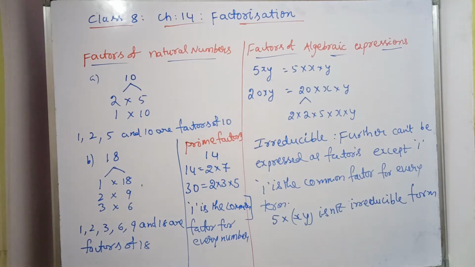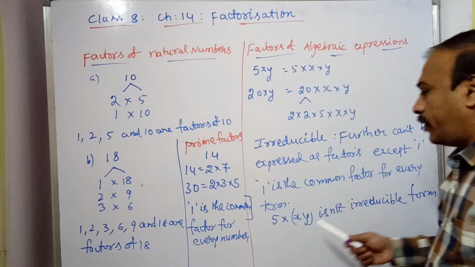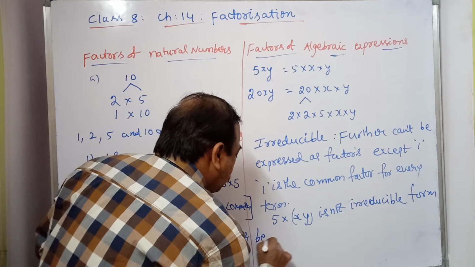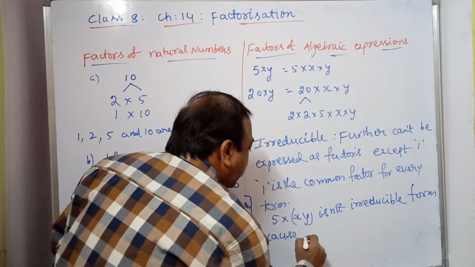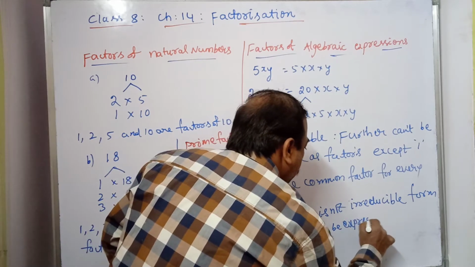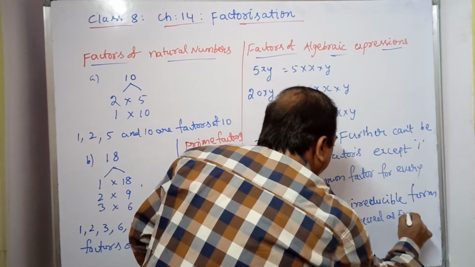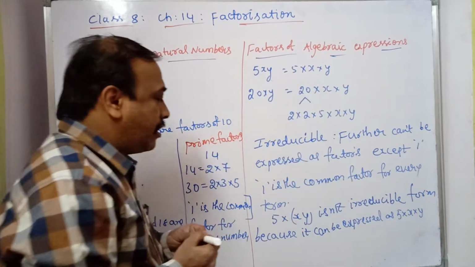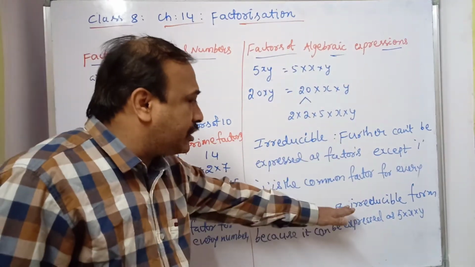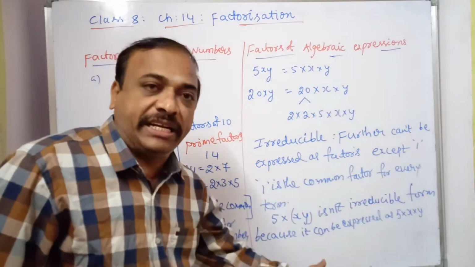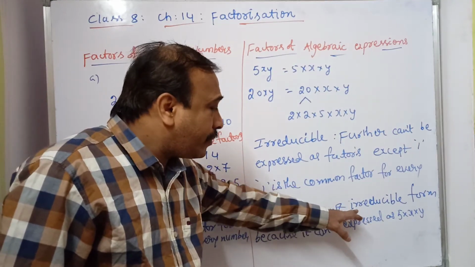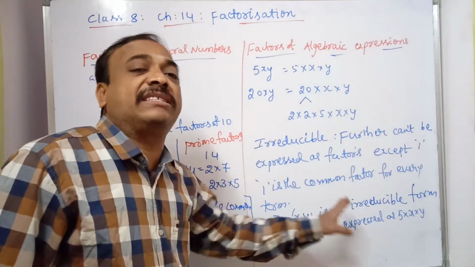See here, 5xy, is it irreducible form? 5xy is not irreducible form because it can be expressed as 5 into x into y. You observe it, 5xy is not irreducible form. It is reducible. We can reduce it, because we can express it as 5 into x into y.